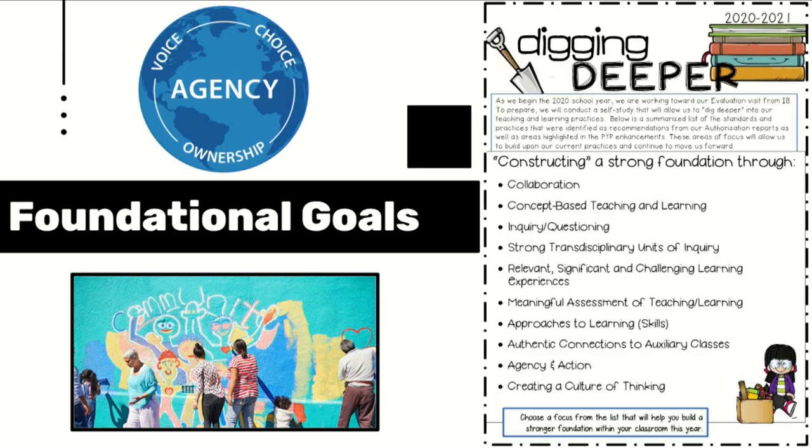And we pulled these pieces from all of our reports. So we had six reports after our first authorization and became IB World Schools. And we looked for commonalities. What were commonalities in areas that we needed to grow? So those growths are called recommendations. So these were the similarities because they're things that all PYP schools have to work on.